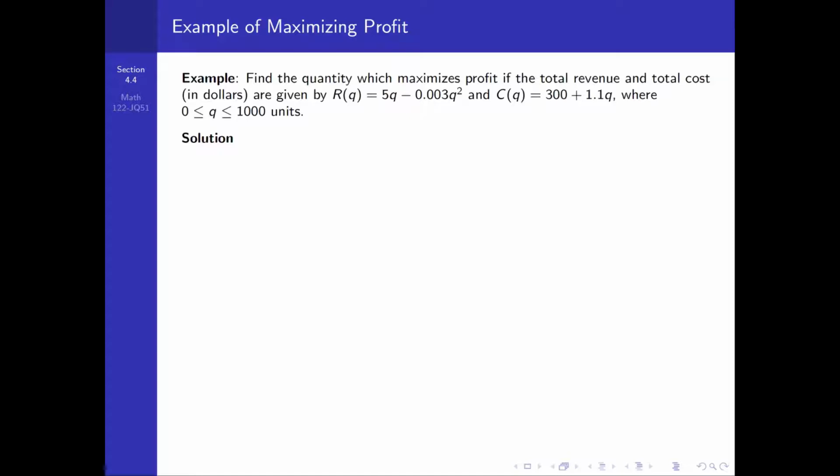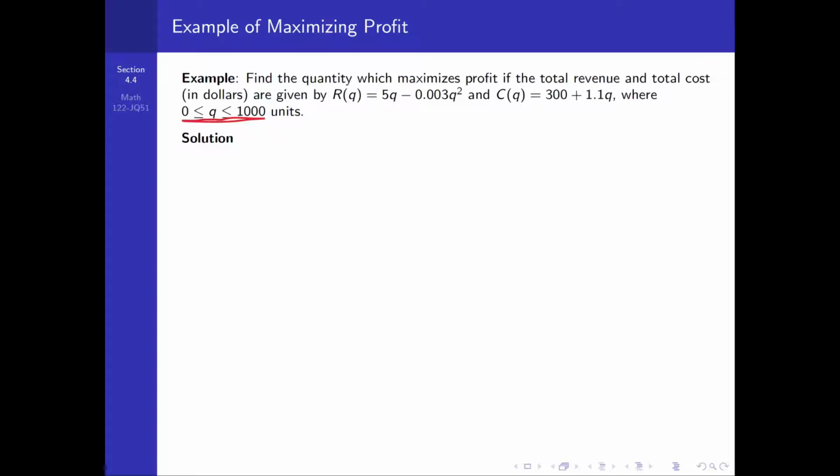Okay, so we'll close out the video with a couple of examples here. The first example, we're going to be maximizing profit, and in this case, our function is defined over a closed interval. So we'll use that method over closed intervals that we had before.